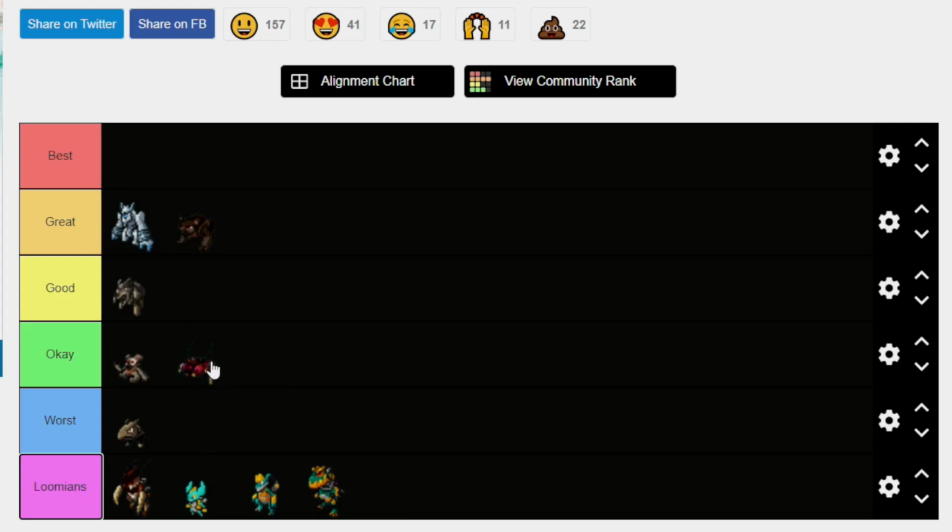Now, Baroche. Again, it's a pre-evolution. It's going only in the okay tier. It is probably the most usable of the pre-evolutions besides Concretan, but still, I don't think it is actually that good to use. If you want to use Baroche, use Garbantis. That's the thing. And Garbantis is in the good tier.